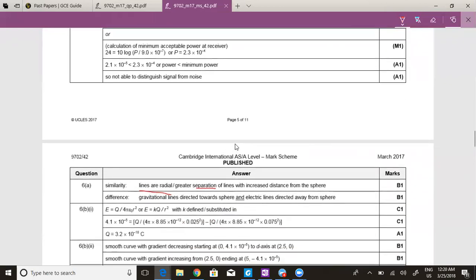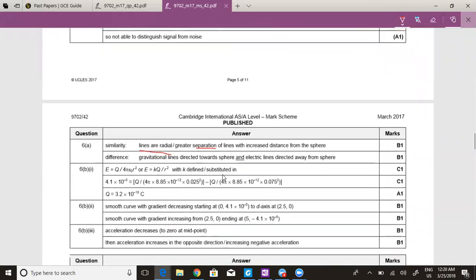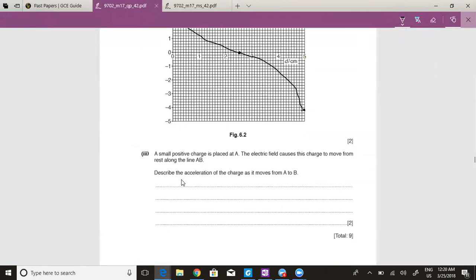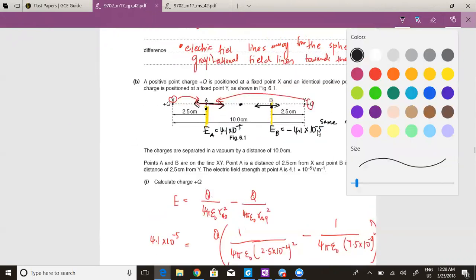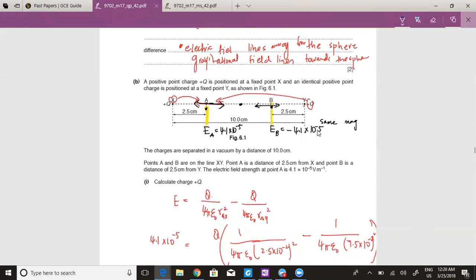Anyway. ठीक है. So it's a smooth curve with decreasing gradient from 0 to 2.5, and then with increasing gradient from here to here. Okay. Good. A small charge is placed at A. तो इधर A पे रखा है. Place the charge. The small test charge is here.